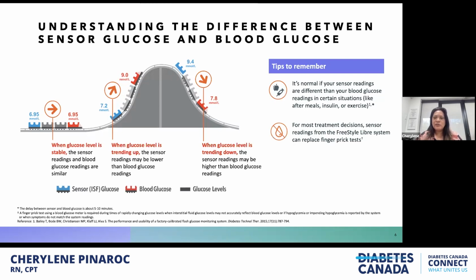So it's very important to remember that it's normal if your sensor readings are different from what you see on your meter, whether your sensor values are on your reader or on your phone. Especially in situations like after a meal, when you've gotten insulin, or when you exercise, there's going to be a difference between those blood sugars. For most treatment decisions right now, like I explained, the sensor readings from the Freestyle Libre 2 system can replace the finger sticks, especially when you're in low blood sugars too. So that's a good thing. Compared to when patients were complaining that they don't want to test, this gives a wealth of information. So it's actually helping with a lot of treatment decisions right now.